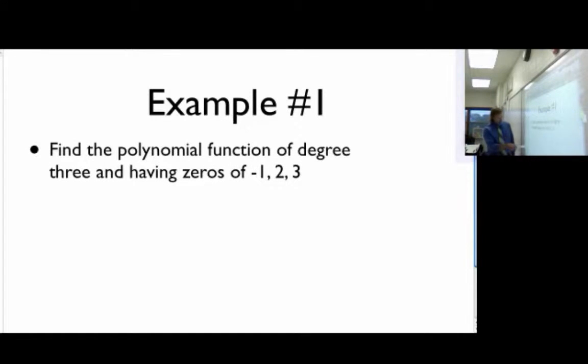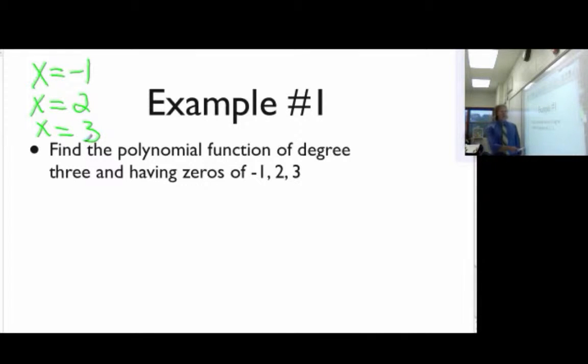Example number 1, it looks like we've got a whopping 9 slides here. So example number 1, find the polynomial function of degree 3 having zeros -1, 2, and 3. So if the zeros are -1, 2, and 3, that means x equals -1, x equals 2, and x equals 3. Those are the spots where this polynomial crosses the x-axis.